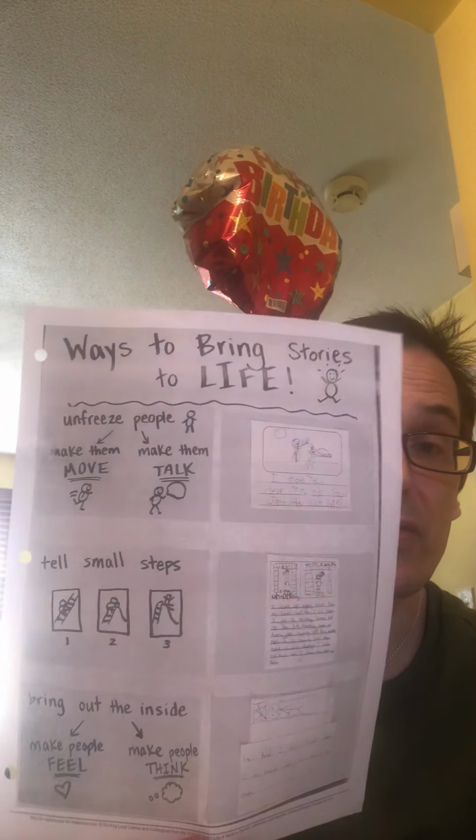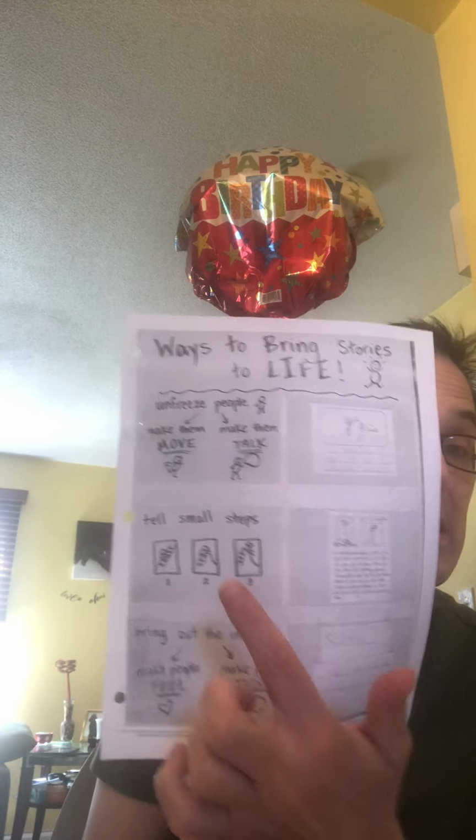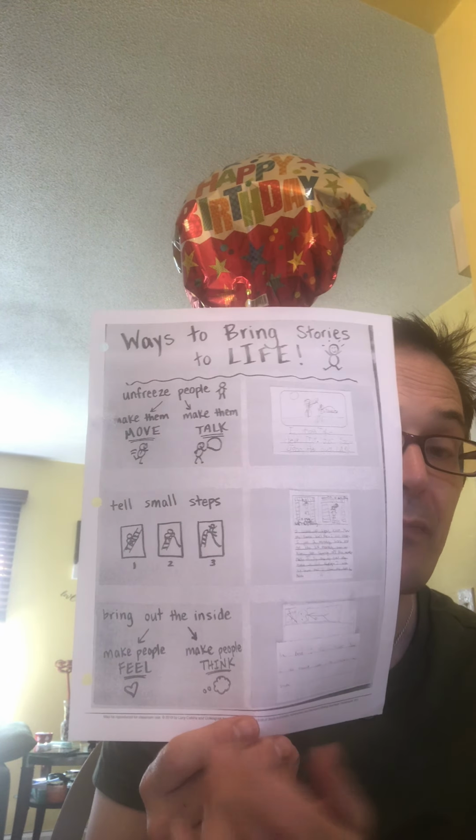So you want to make sure that you use this chart, ways to bring your story to life: make them move, make them talk, tell it in small little steps, zoom in, make them think and feel. All of those things add details to your writing, and they stretch out your story. You need to stretch out the beginning, stretch out the trouble, stretch out the getting out of trouble. So I thought we'd write a story together. If I was with you, we would make up one together.